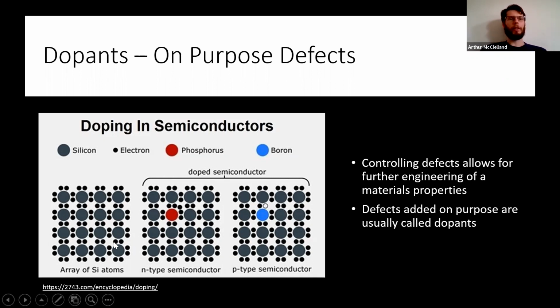So here's, again, a cartoon of silicon, and the black dots are the electrons surrounding the atomic cores. If we substitute a phosphorus in for one of the silicon atoms, then we have an extra electron. And so this is called N-type doping because we have extra electrons. The electrons carry negative charge.